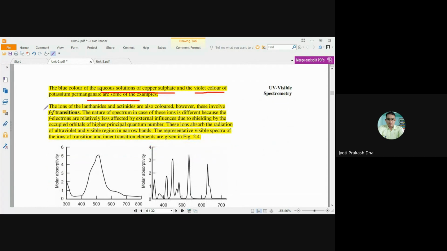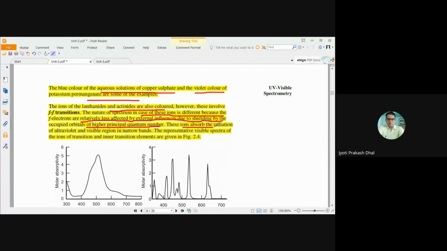Similarly, in exactly the same way, the ions of lanthanides and actinides are also colored. However, these involve f-f transitions, just like d-d transitions in the case of transition metal complexes. So for the complexes of lanthanides and actinides, f-f transitions are also possible. The nature of the spectrum in the case of these ions is different because the f electrons are relatively less affected by external influence, due to shielding by the occupied orbitals of higher quantum number.